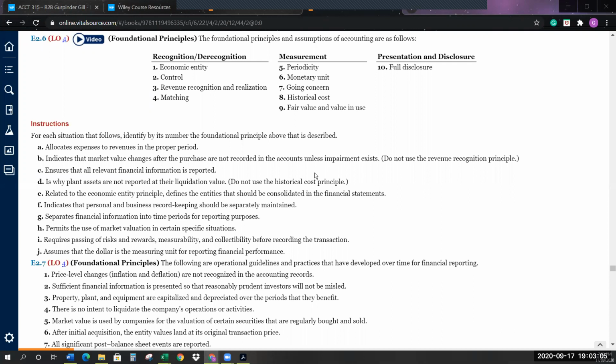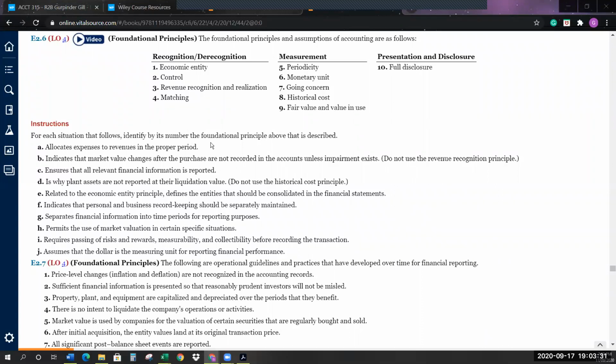The last one we are looking at in topic 1, guys, is E2-6. These are the foundational principles and assumptions of accounting. We have a bunch of situations here, and we are going to identify the foundational principles that are listed. So we are going to match our situation to these principles. We have 10 of them.